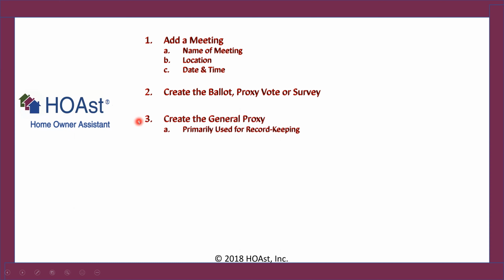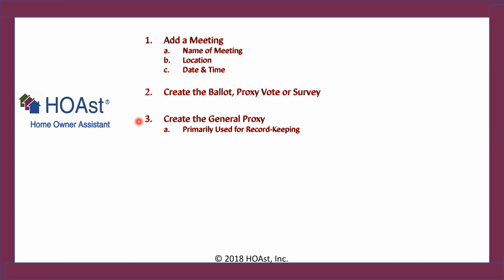Step 3 is to create the general proxy. Now, we don't create limited proxies. The limited proxy is unnecessary if a person is voting electronically. And if you're entering paper proxy votes, then you're deciding outside the software if the vote is valid or not. The proxy vote is valid if they choose the default proxy holder that you have set up.